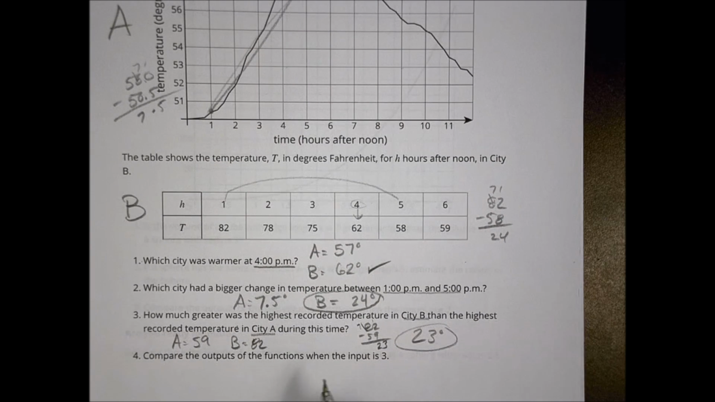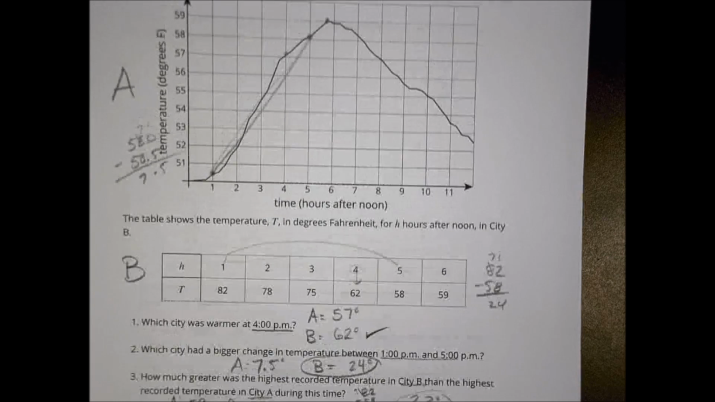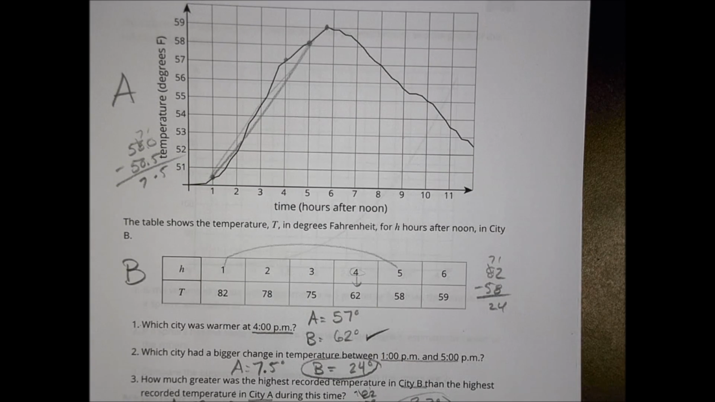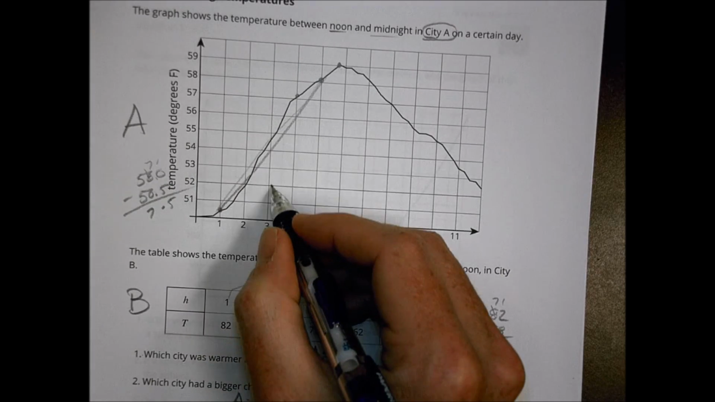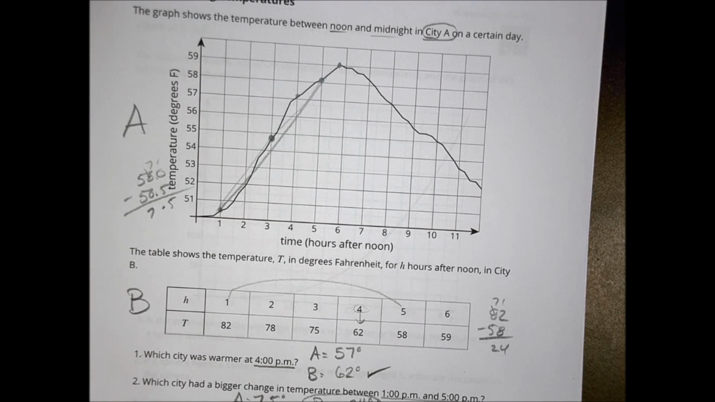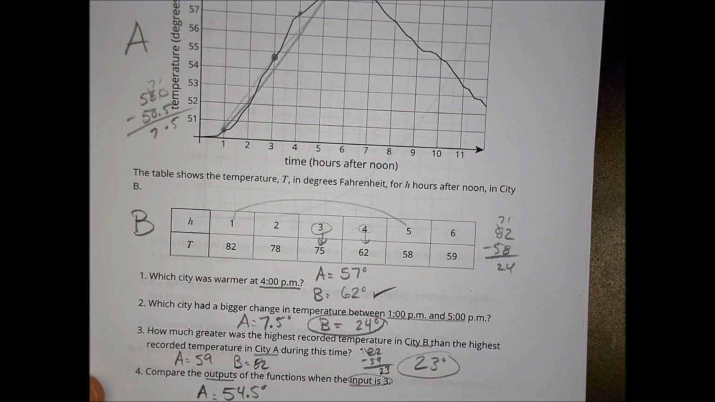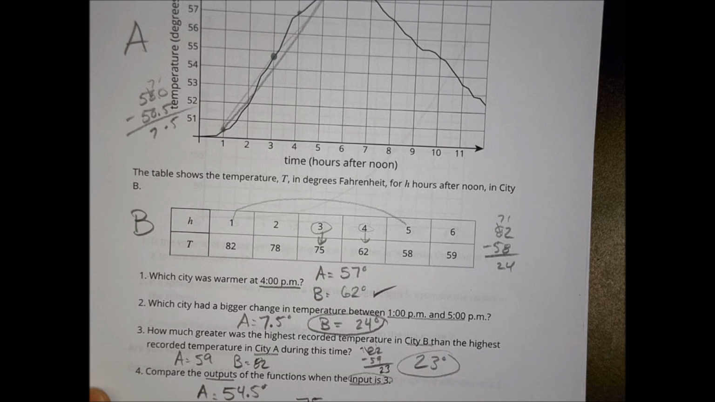And finally, number 4, compare the outputs of the functions when the input is 3. So let's take a look here. For A, when you look at 3, we're right here at this point, maybe about 54.5 degrees. And for B, when the input is 3, we're here at 75 degrees. So that's our comparison between those two, and that's what they look like. In terms of the difference, we could do that. Oops, 54.5.